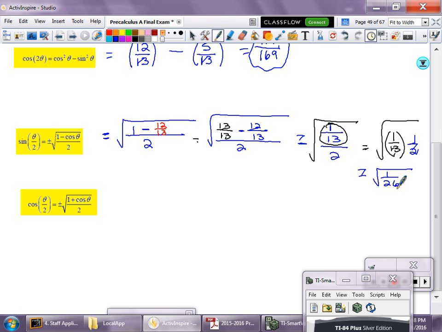This can also be simplified. When you take a radical of a fraction, you're actually taking the radical of the numerator and a radical of the denominator. And then simplifying this further, 1 is a perfect square, 1 over radical 26. And this is as far as you have to go. And I'll box in that answer.